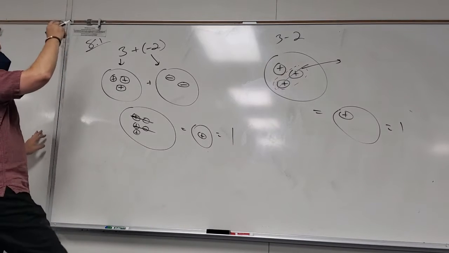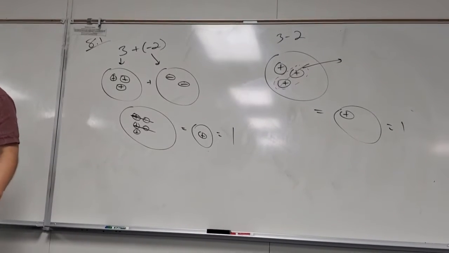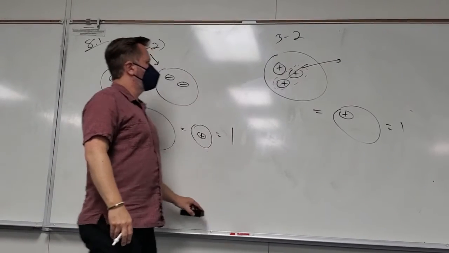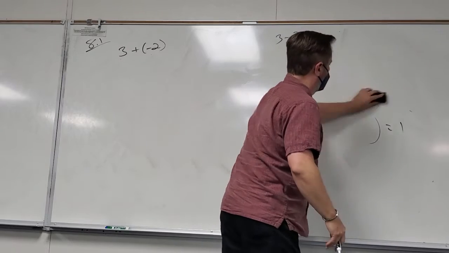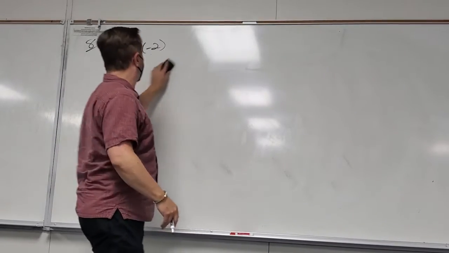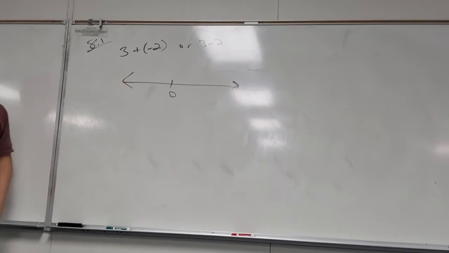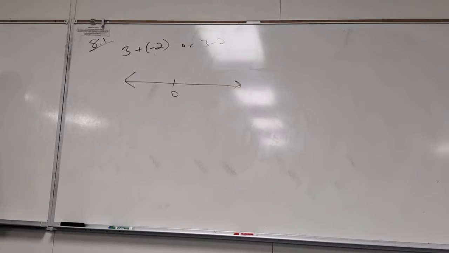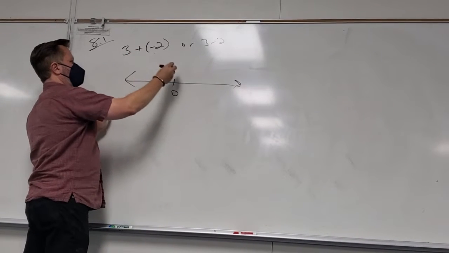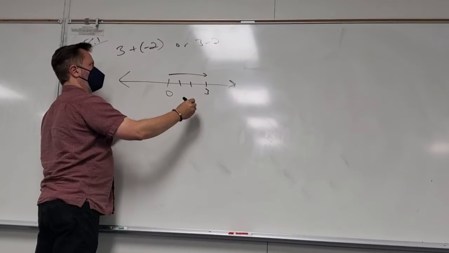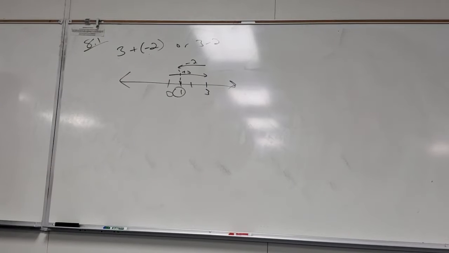All right, now what about the measurement model? Do the measurement model real quick. What does that mean? Number line. Number line. I love it. The measurement model doesn't really distinguish between these two. What do I do first? The 3. I go 3 steps that way, right? And then it tells me to go back two. And then I can see exactly where I end up.